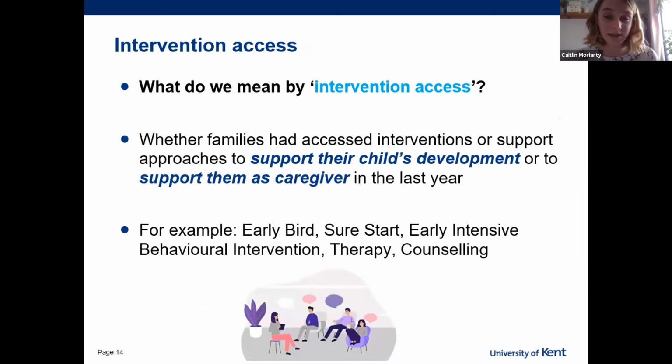When measuring intervention access, we wanted to know whether families had access to early interventions or approaches designed to support their child's development or to support them in their role as a caregiver to their child with a neurodevelopmental condition. Examples of these kinds of interventions include early intensive behavioural intervention, Incredible Years, Early Bird, and therapy or counselling. To measure families' access to such interventions, families were asked to indicate whether yes, they had accessed an intervention of this kind, or no, they had not accessed an intervention of this kind in the last year. And a free text box was also provided for them to list whatever interventions they had accessed.